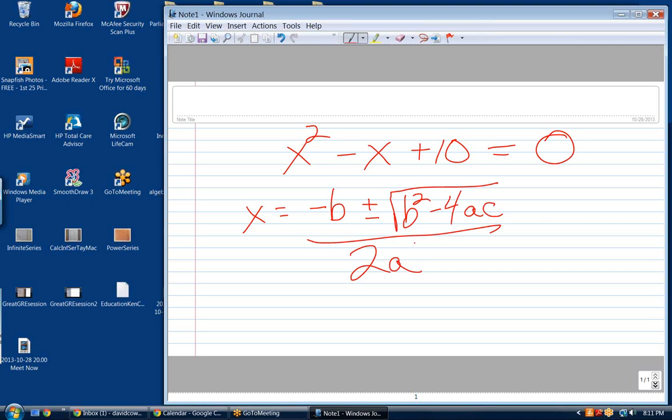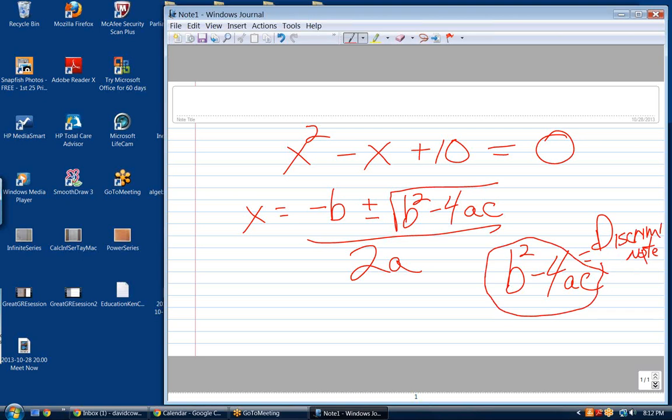Now, let me help you memorize this, because you need to memorize this. The first half of it is the same as the formula for the vertex of the quadratic. The other important part is this b squared minus 4ac. That actually has its own name. It's called the discriminant. The reason it has its own name is because we frequently want to examine this all by itself to determine whether it's positive or negative.